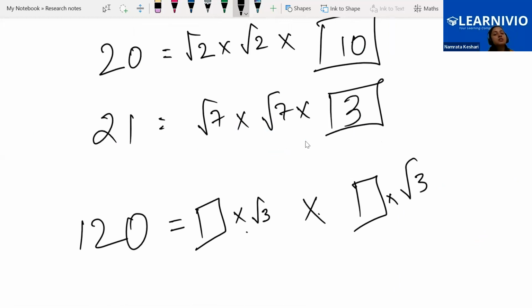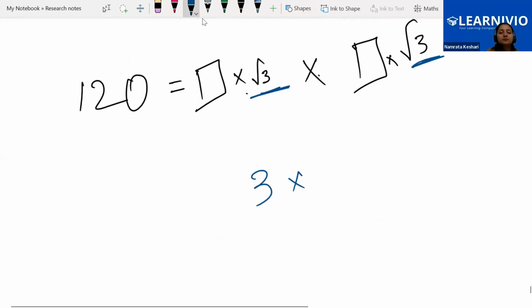Now this is difficult, because previously it was simple, only one box was there, but once I have drawn two boxes, it will be difficult to guess what will be there in the first box, what will be there in the second box, right? But one thing we can figure out from here, that this root 3 and this root 3 multiplied together is making 3. Yes or no? So from 120, 3 we are already having. 3 into what is 120?